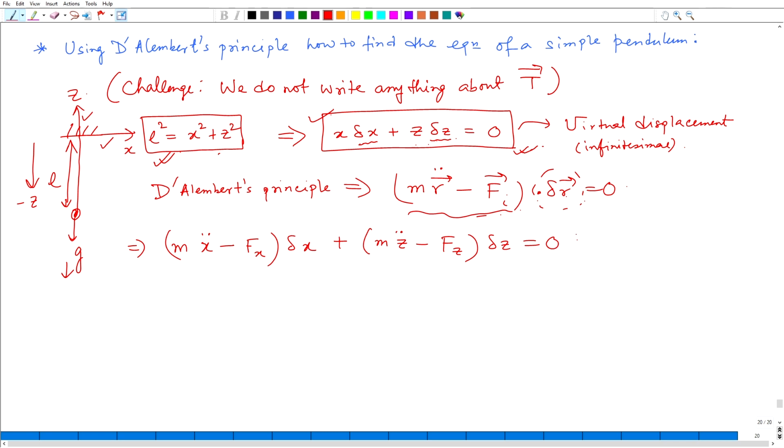This is my D'Alembert's principle. So, this part is actually 0. If you exclude the force of constraints, then there is no force along x direction. And along z direction you just have this g. But according to our convention, this is minus mg. So, the equation should be m x double dot delta x plus m z double dot plus g delta z equal to 0.